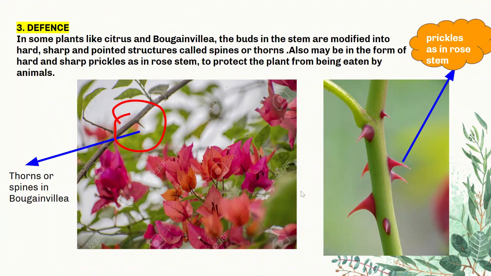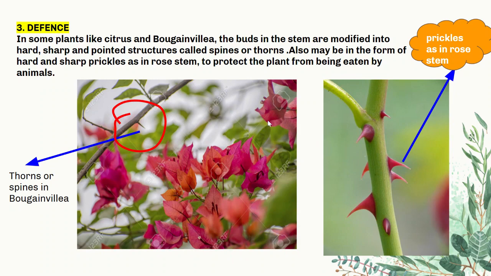Another modification of stem is for defense, children. You all know that there are certain stems which have spines or thorns on them. In plants like all the citrus plants and the bougainvillea flower plant, the buds in the stem are modified into hard, sharp, and pointed structures called spines or thorns. Also, they may be in the form of hard and sharp prickles, as in rose stem. And children, this protects them from being eaten by animals.